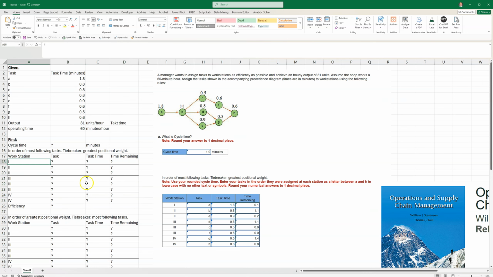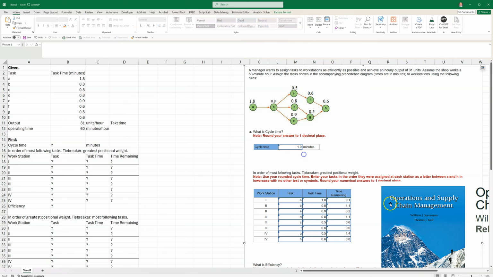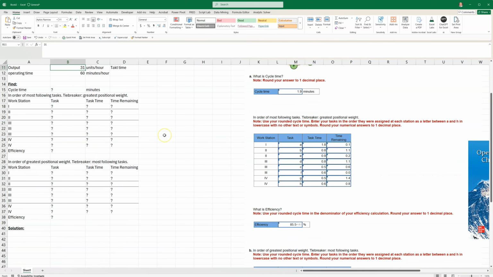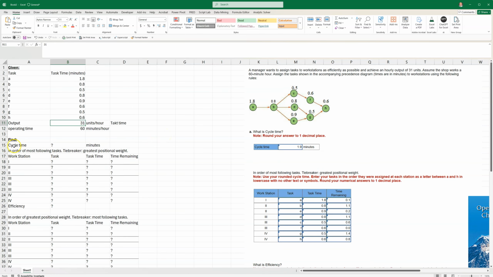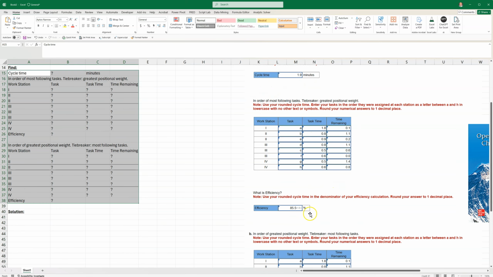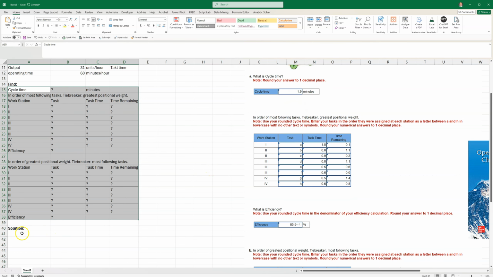So let's just work this out. I think it'll make more sense if we just get right into the problem and start solving it. You might call this a line balancing problem. Who's going to do what in order to achieve this 31 units an hour? What I did down here is restate what we want to find and these numbers. So let's get into the solution part of it.